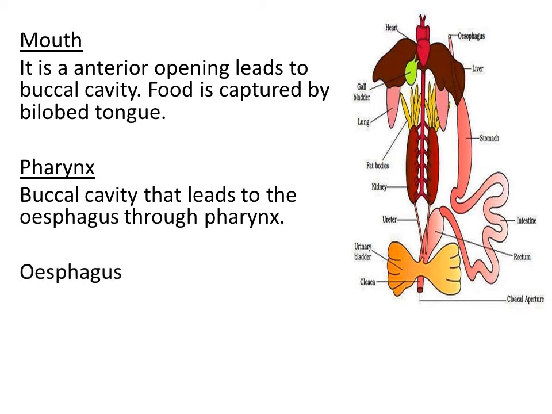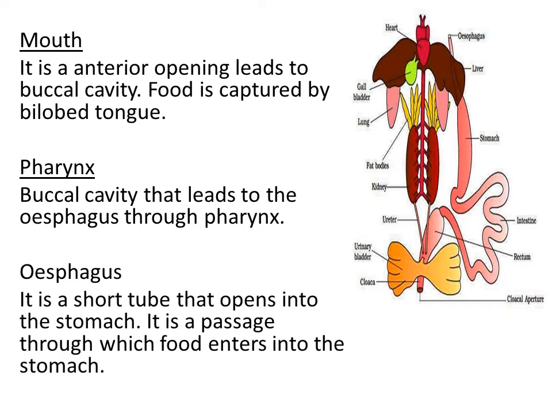Pharynx is connected with one more part of the alimentary canal, that is esophagus. Esophagus is a short tube that opens into the stomach. So this is a short tube-like structure. It is connected with the stomach, right? It just acts as a passage through which the food enters into the stomach. Clear? Yes.